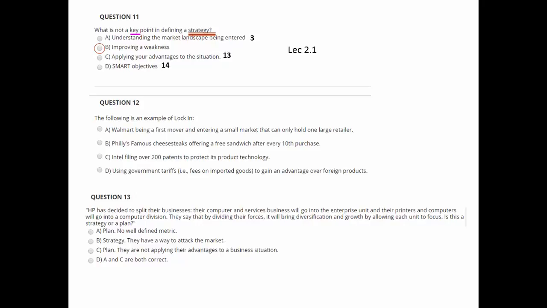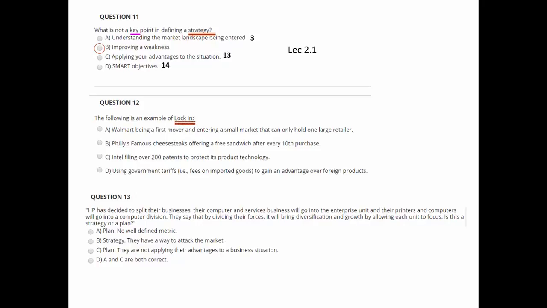Now, considering your weaknesses, yes, that is a key point in terms of defining a strategy. But part of your strategy does not necessarily have to be improving a weakness. It could be. But all the others are definitive answers, and this is a vague answer. So that's the weakest of the 3.